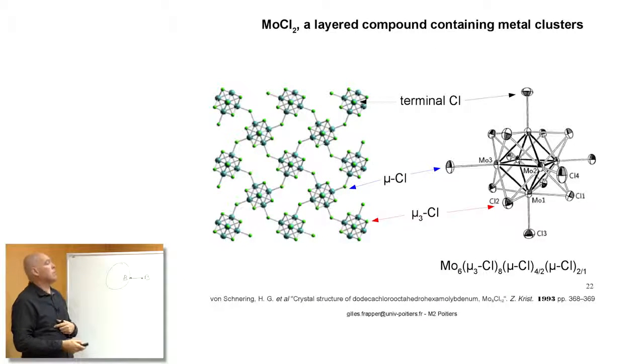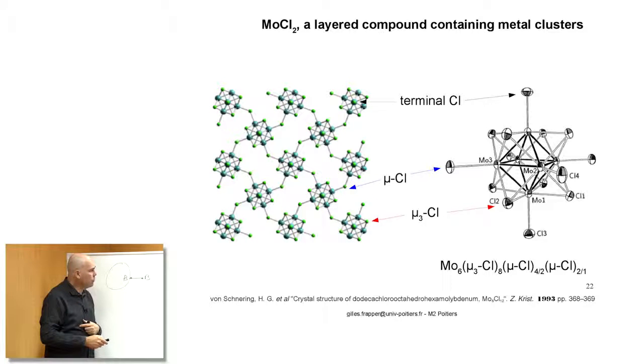What else? Oh, the last one. So the last one is molybdenum chlorine 2. It's a layered compound containing metal clusters. If you look carefully here, you have octahedrons linked through a chlorine bridge. So why do we have such a structure with such stoichiometry?